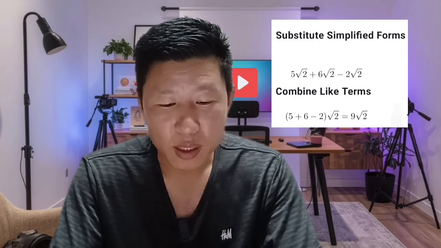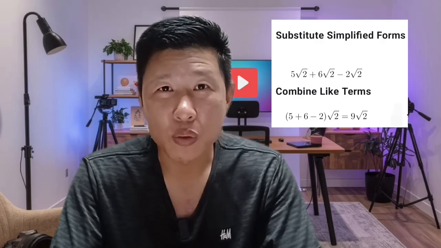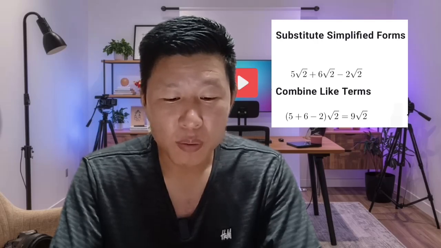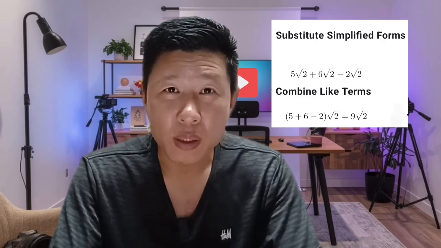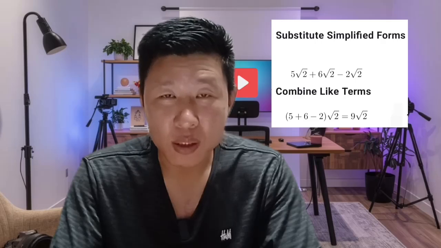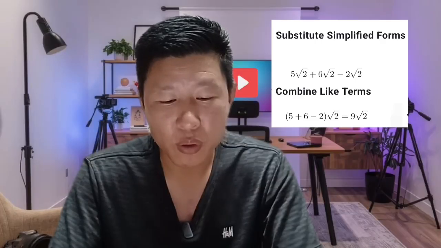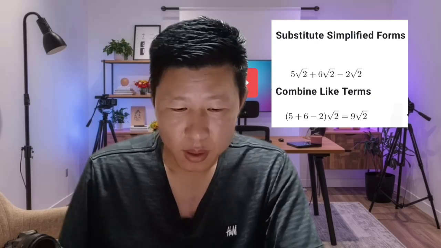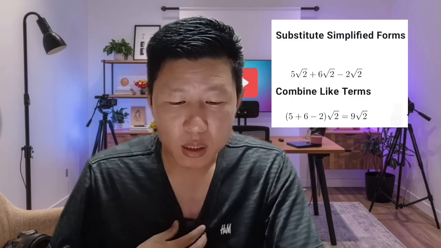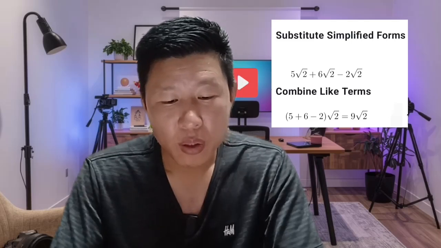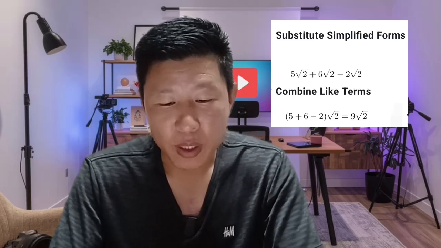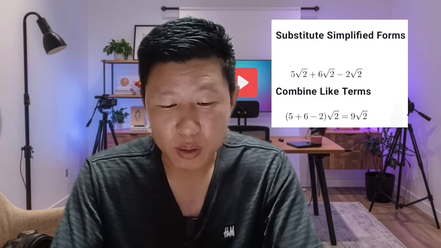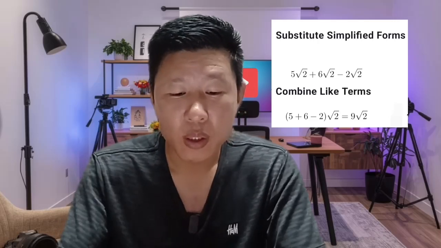Now 2 root of 18, I can write it as 2 root of 9 times 2 because 9 is a perfect square and root of 9 is 3. If I multiply with the number already outside the radical sign, you get 2 times 3, which is 6 root of 2. And root of 8 is root of 4 times 2, which is nothing but 2 root of 2. If I combine all like terms, you get 5 root of 2 plus 6 root of 2 minus 2 root of 2. I can take root of 2 common. You get 5 plus 6 minus 2 root of 2, which is equal to 9 root of 2.